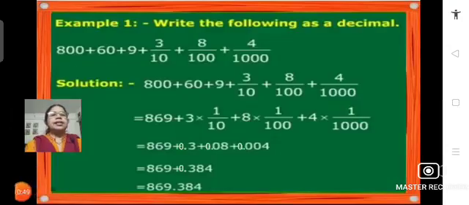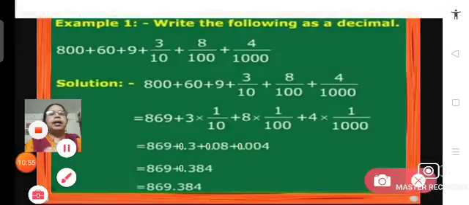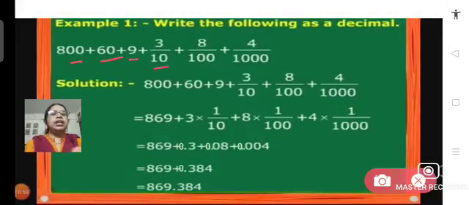Let's understand this example. Write the following as the decimal. So we have 800 plus 60 plus 9 plus 3 tenths, 8 hundredths and 4 thousandths. So how do we write it? 800 plus 60 plus 9 can be written as 869.